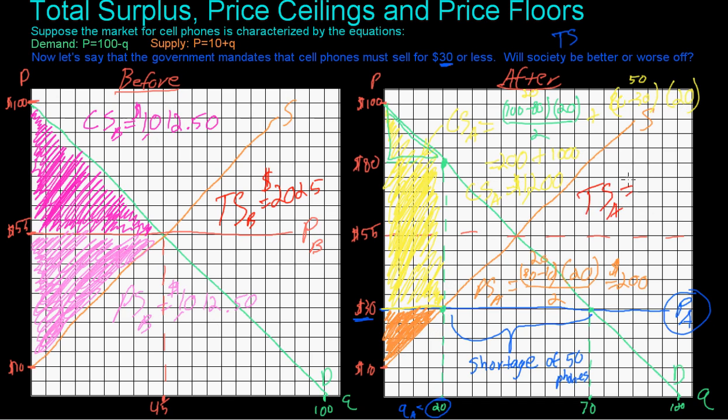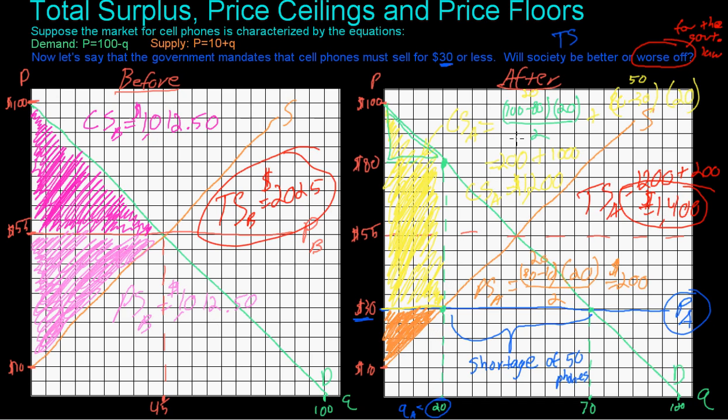And as a whole, I'll do this in red to keep it comparable to the red over there. Total surplus after is 1200, consumer surplus, plus 200, producer surplus, which is just equal to $1,400. So we can see that because $2,025 is more than $1,400, that society was better off before and they are worse off after. So they are worse off for the government, I'm just going to abbreviate that GOVT, for the government law or mandate.